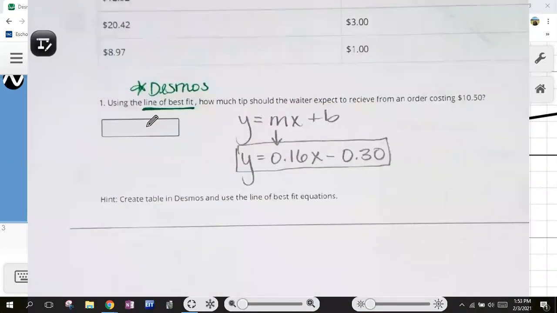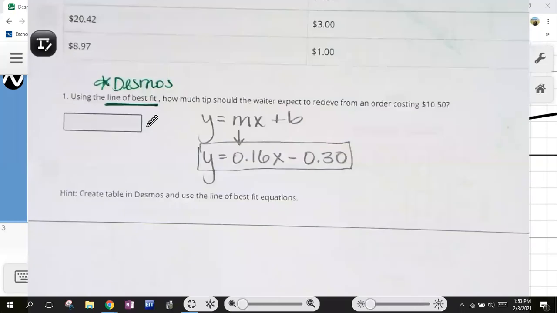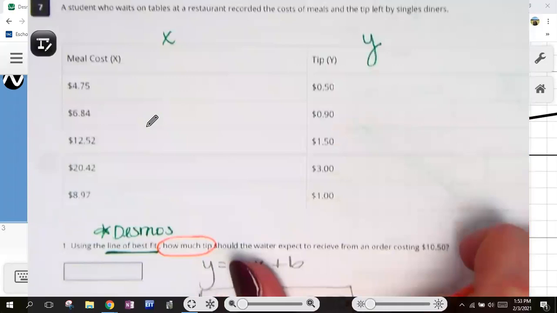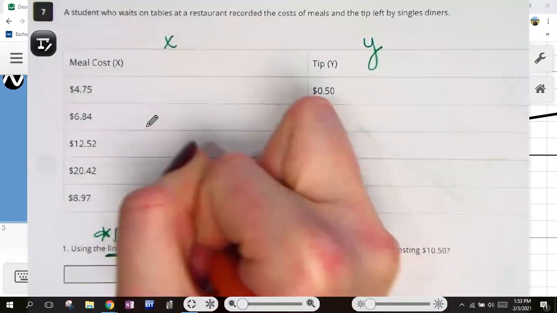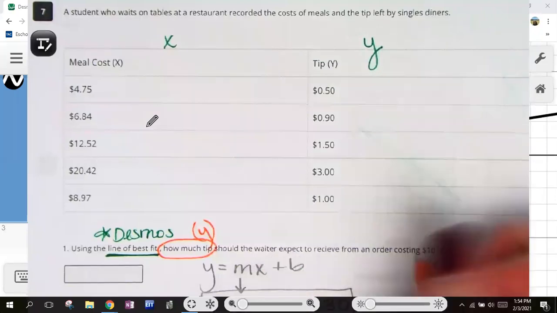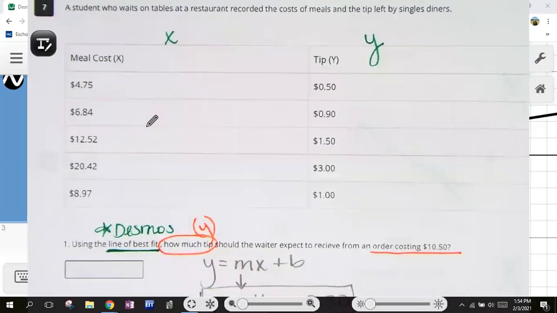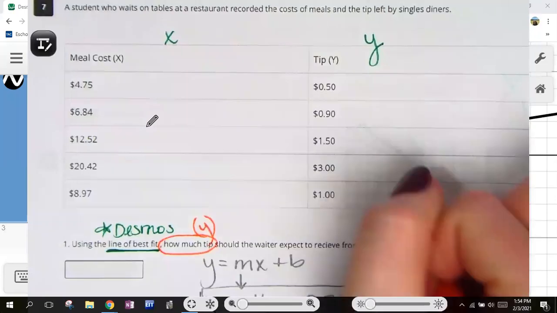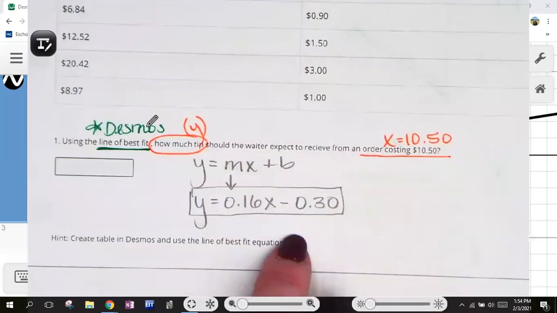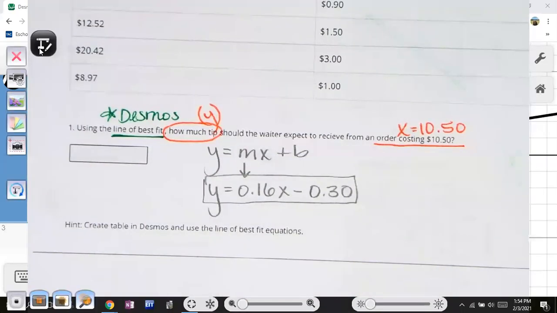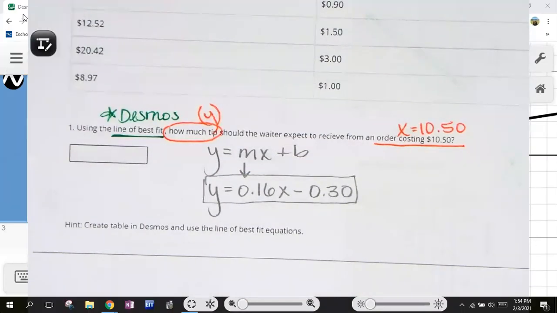And it said, how much tip? Okay, what variable are we talking about when we're talking about the tip? Y. Okay, so we're solving for Y. Should the waiter expect to receive from an order costing $10.50? What are we talking about when we talk about the order cost? X. All right, I have a variable. I have an equation. What do I do? You'd substitute it, okay? But since we already have all of it on Desmos, there is an easier way.